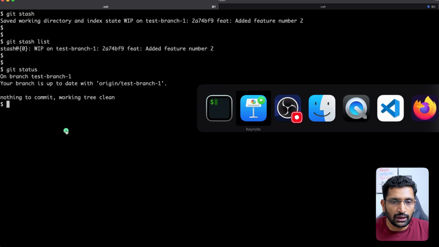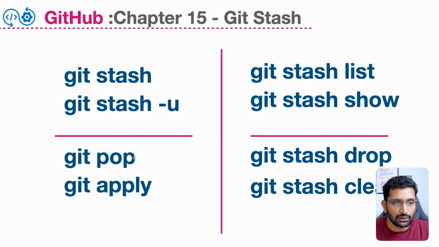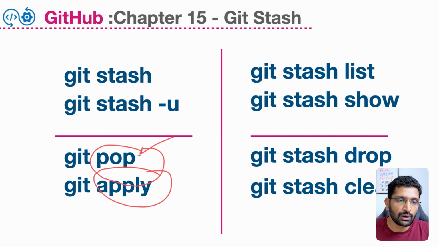Okay, so I have two choices. I can run the pop and I can run the apply. We have already seen the pop. As soon as you run the pop, it works on last in, first out. So whatever was stashed last will be popped out of that particular stash, and the stash will be empty.